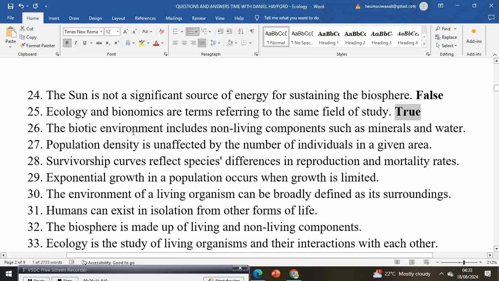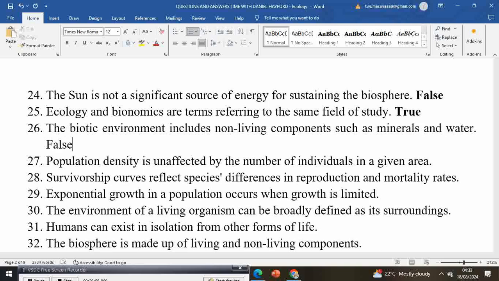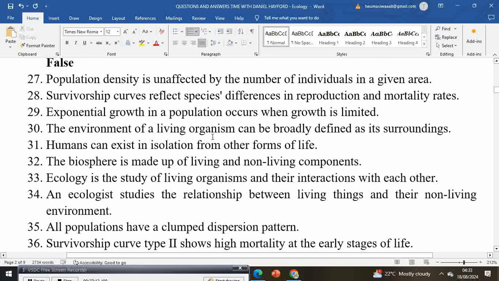Question number 26. The biotic environment includes non-living components such as minerals and water. What do you think is the answer? It is false. The biotic environment does not include non-living components such as minerals and water. It includes living components.